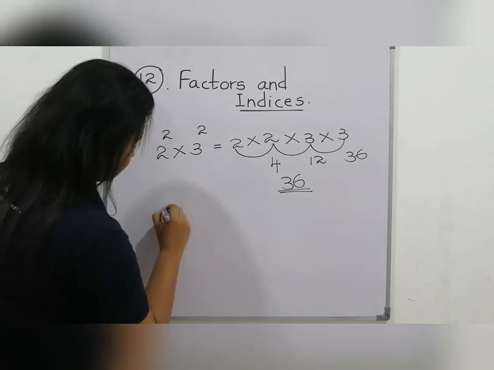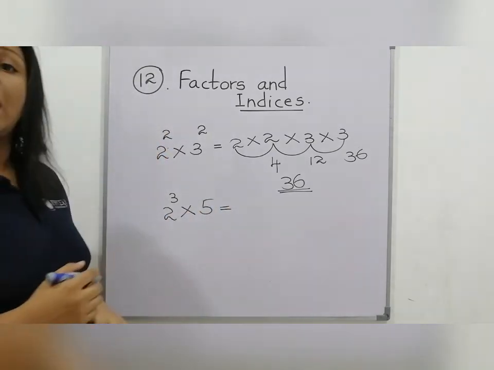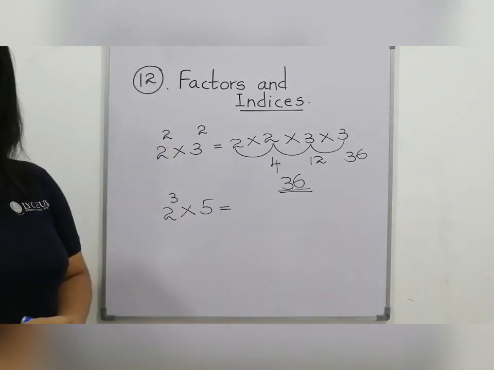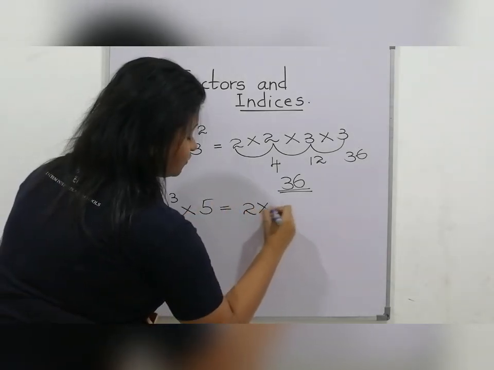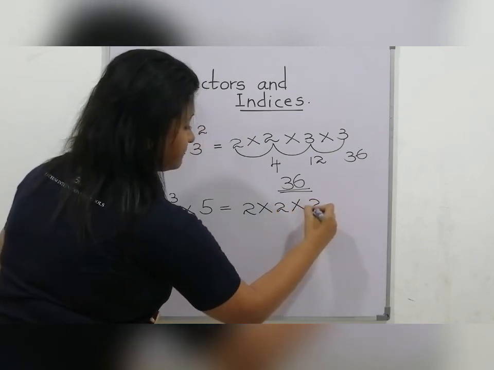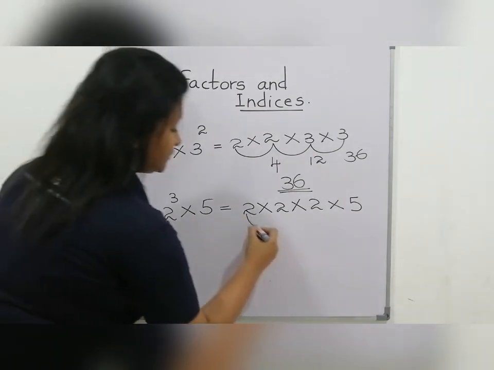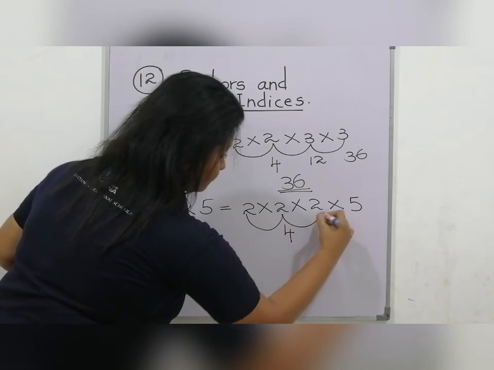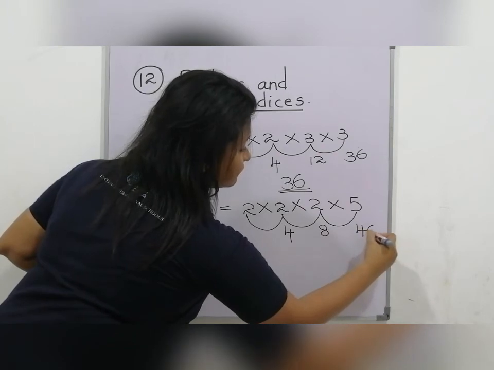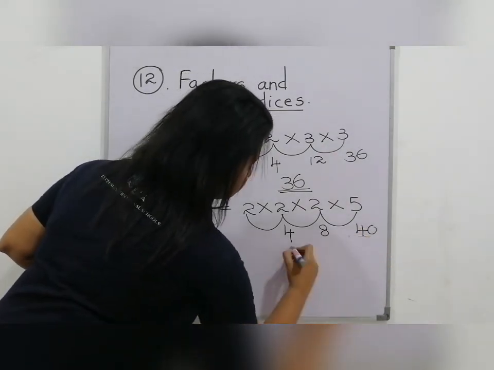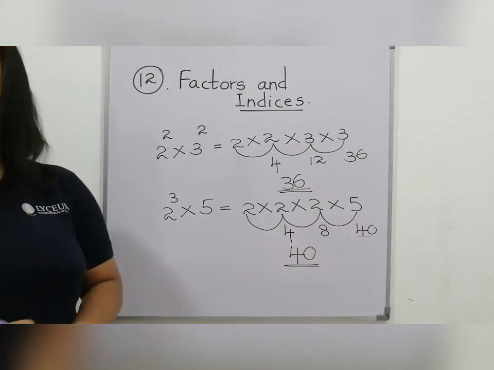Next, 2 to the power of 3 multiplied by 5. How can we find the value for this? 2 to the power of 3. 2 multiplied by 2 multiplied by 2 multiplied by 5. This is it. Find the value. 2 times 2, 4. 4 times 2, 8. 8 times 5 is 40. So, the hidden value in this number which is written in index form is 40.